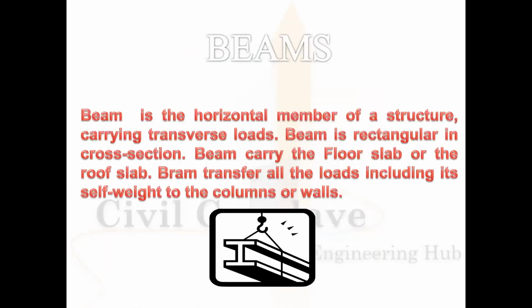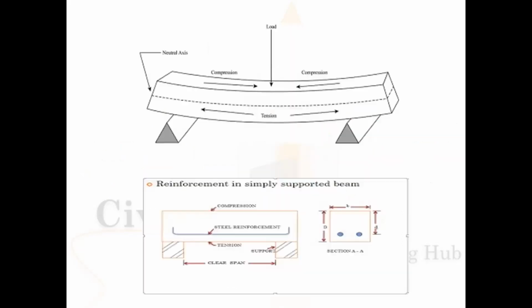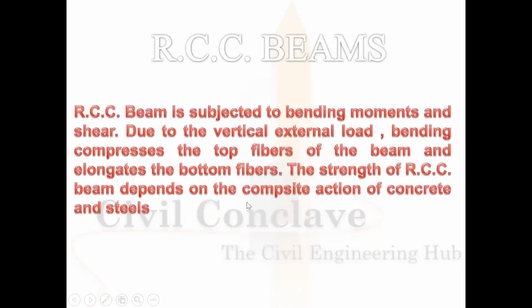Beams. A beam is a horizontal member of a structure carrying and transferring loads. A beam is rectangular in cross section and carries the floor slab or the roof slab. A beam transfers all the loads, including the self weight of the columns and the walls, to the foundation. Here you can see the images, the load, which has been the compression. This is a natural action resistance. Reinforcement of the simply supported beams has been shown here clearly.